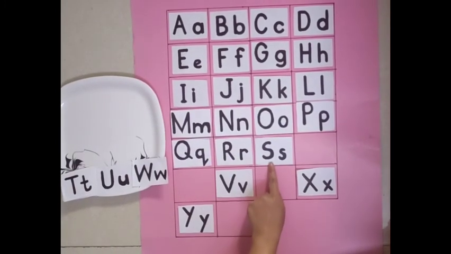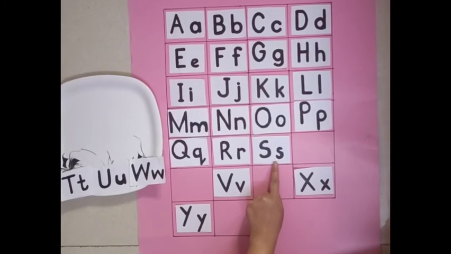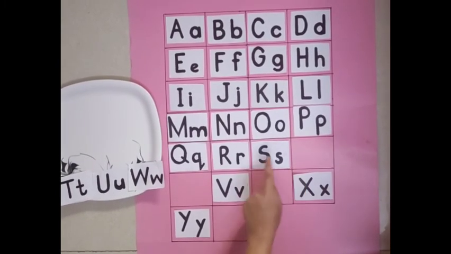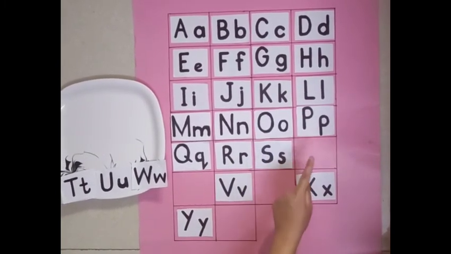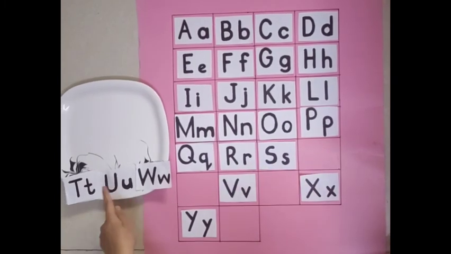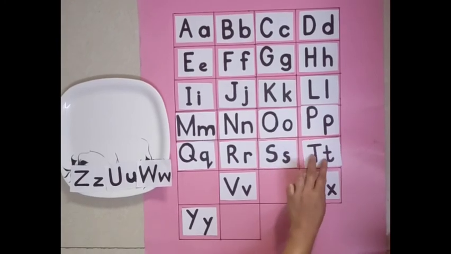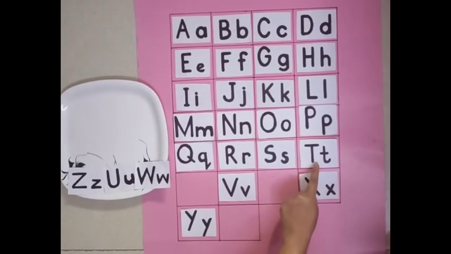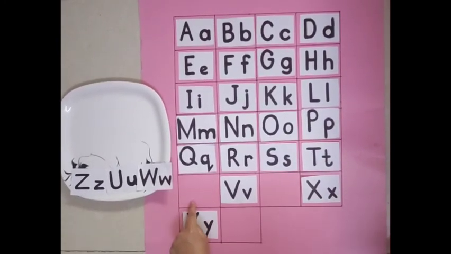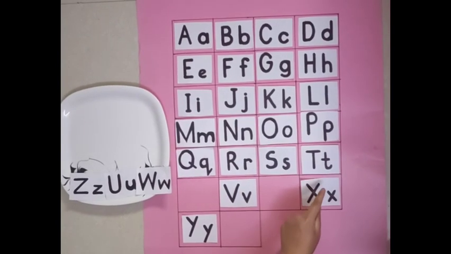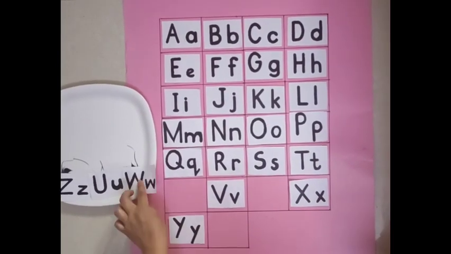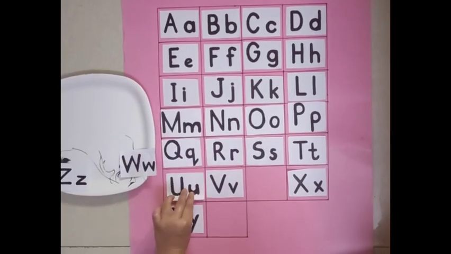Now this is alphabet S. So after alphabet S, which alphabet is missing here? Q, R, S, T. Yes, very good. Now this is alphabet T. So we'll keep alphabet T here. Now after alphabet T, which alphabet will come here? Q, R, S, T, U. Very good. Now we'll keep alphabet U here.